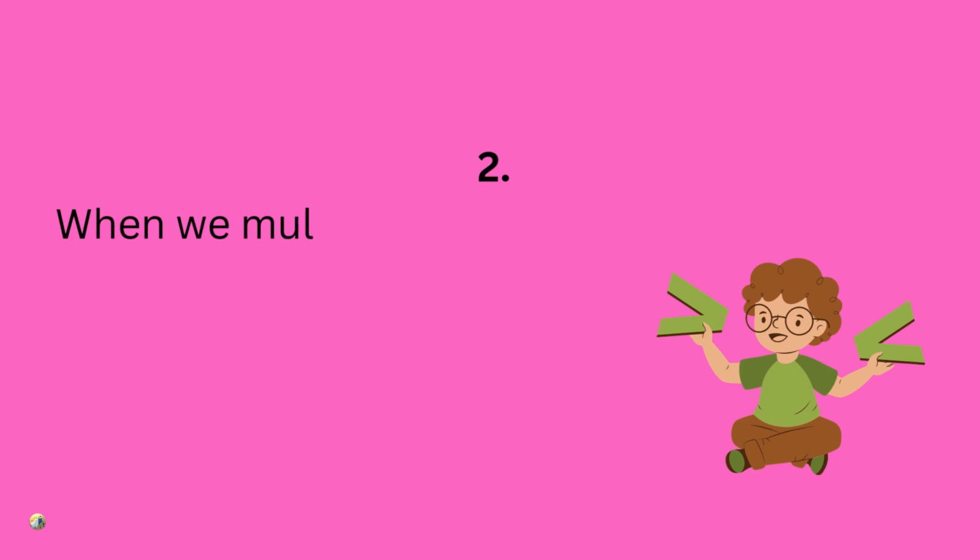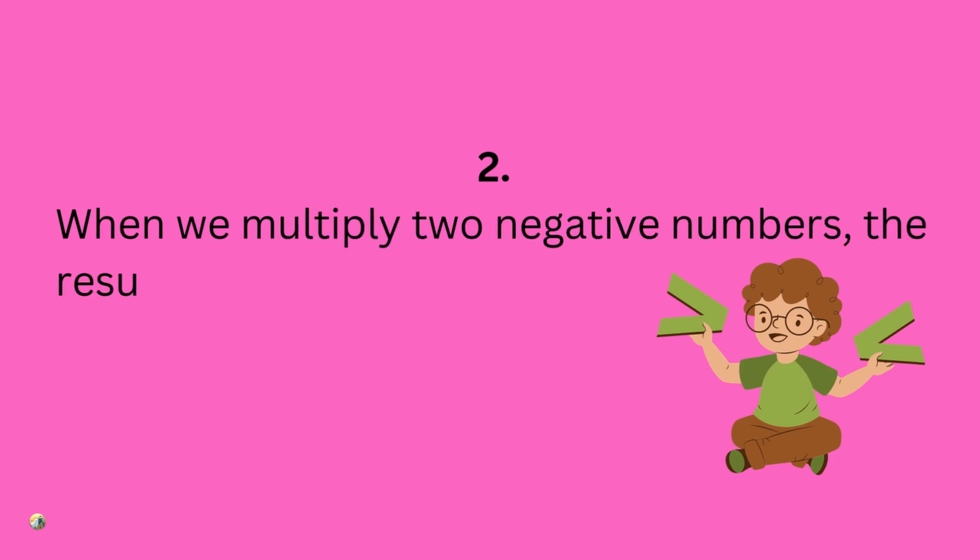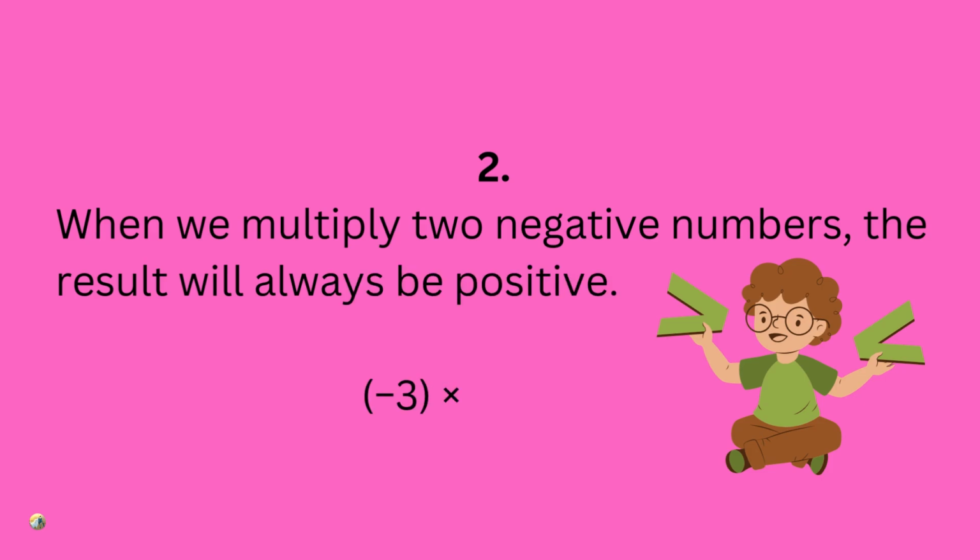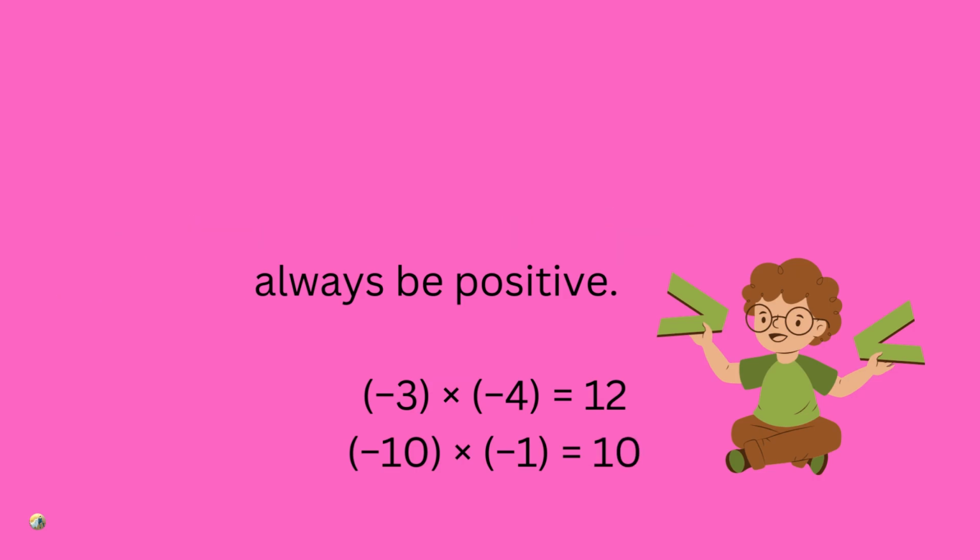Second one is, when we multiply two negative numbers, the result will always be positive. For example, when we multiply negative 3 with negative 4, we will get positive 12. In the same way, when we multiply negative 10 with negative 1, we will get positive 10.